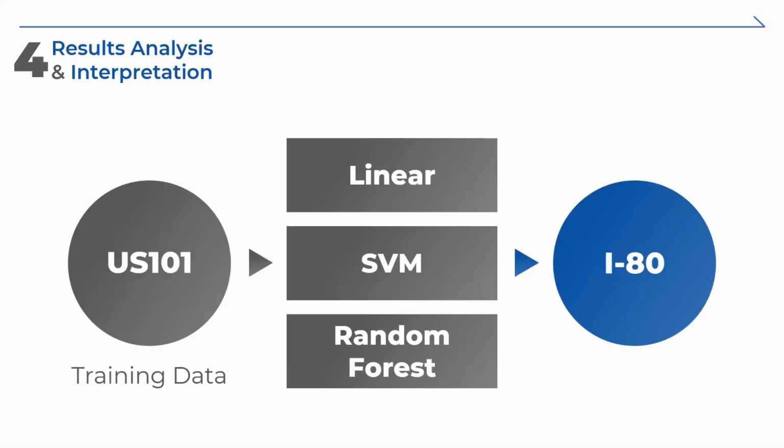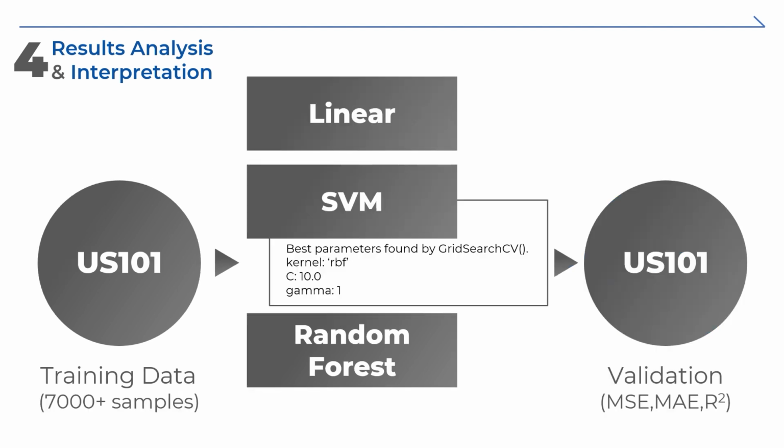I'm Seungsup and I'll be introducing our results. We implemented 3 machine learning models and trained them on a pre-processed dataset of over 7,000 data points, then applied them to a novel dataset and qualitatively analyzed the results. The optimal parameters were found with grid search CV, and results were analyzed using MSE, MAE, R-squared, and cross-validation scores.